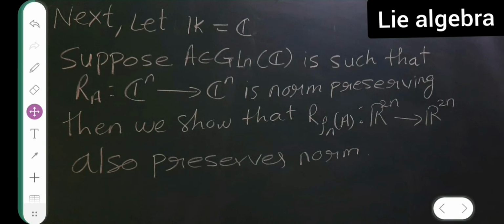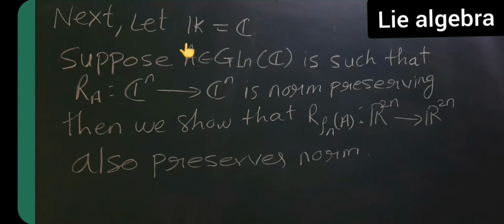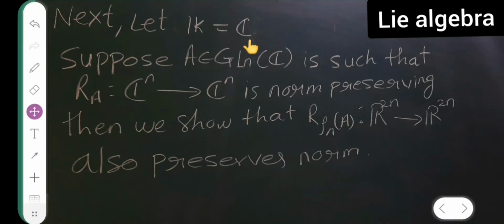Now I will be doing the case 2 part, okay? Now case 2 is what? Let K be equal to complex C. Suppose A belongs to J_n(C) is such that R_A, which maps C^n into C^n, is norm preserving. Then we can show that rho_n(A), this map, which goes from R^{2n} to R^{2n}, also preserves the norm.